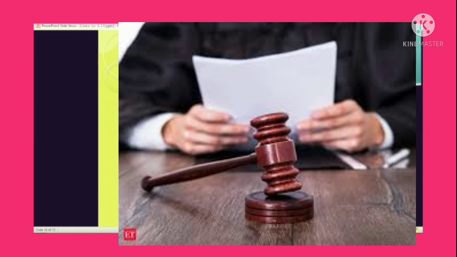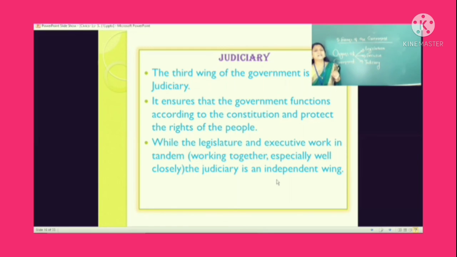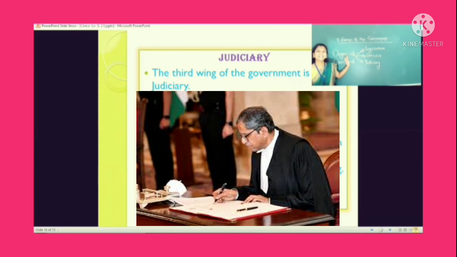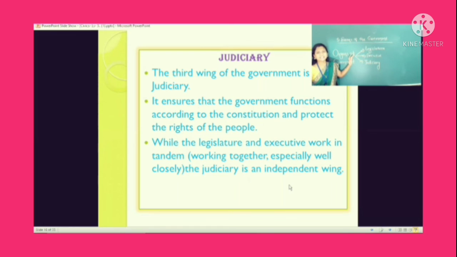While the legislature and the executive work in tandem, meaning they are working together, very closely, the judiciary is independent. It controls and checks the work which is carried out by the legislature and the executive.